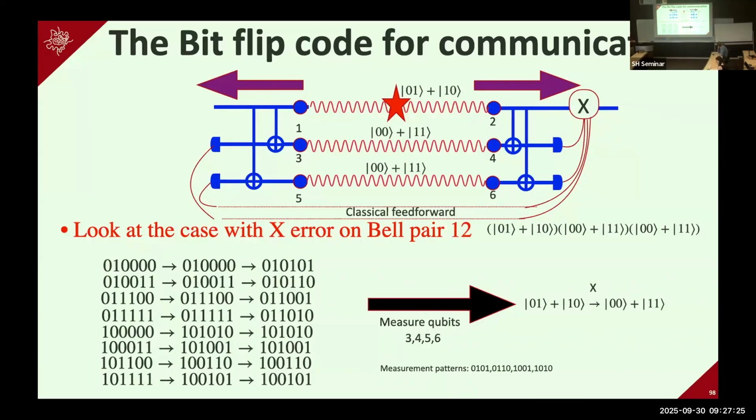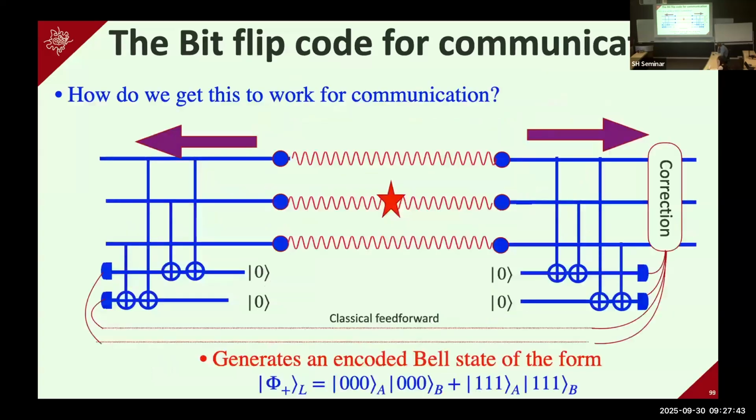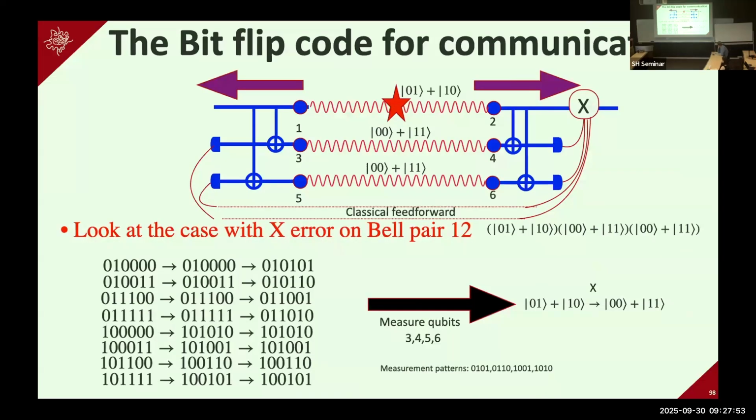And given that pattern, it tells me to do an X correction on the first qubit. But we should not decode. So in this case, we're doing what we shouldn't. We're removing our error correction. We shouldn't do that.